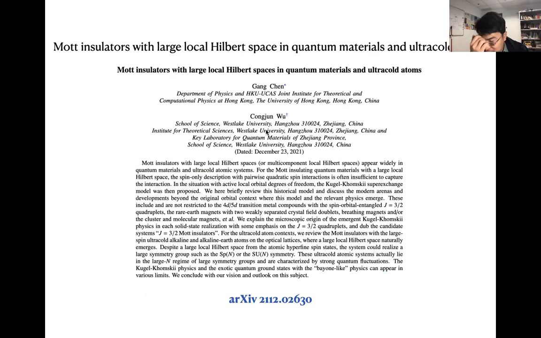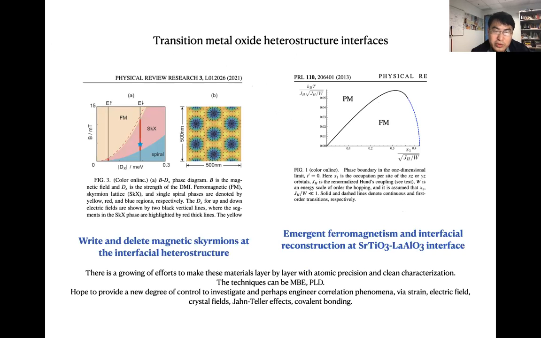So recently, I had Congjun Wu from Westlake University. He used to be at UC San Diego, and we had a collaborative work on so-called Mott insulators with multiple components of local Hilbert space. And these kinds of things appear in both quantum materials as well as in ultra-cold atoms. And Congjun is a real expert in quantum simulation of ultra-cold atoms. We also work on transition metal oxide interfaces, heterostructures.